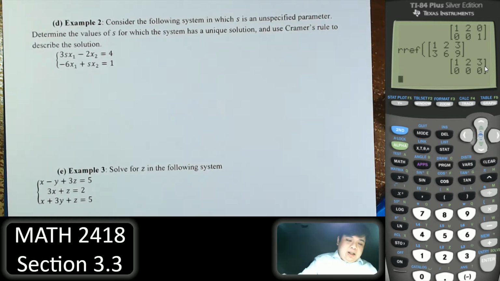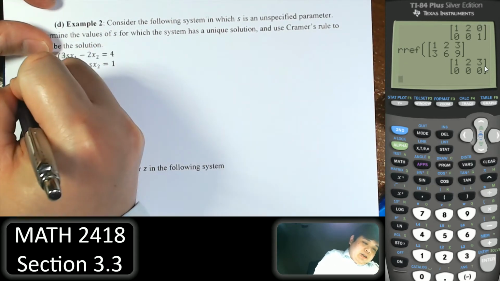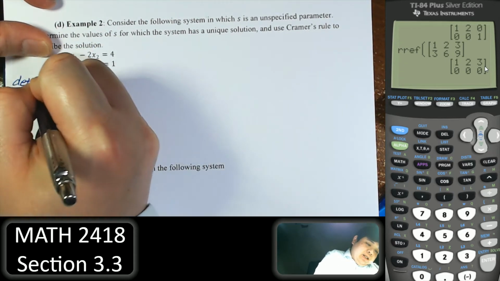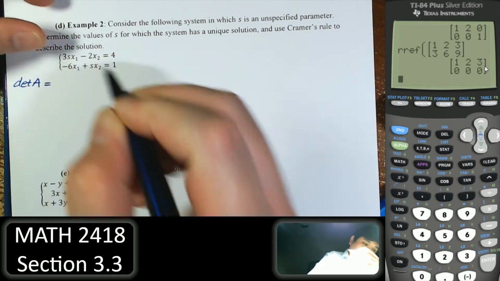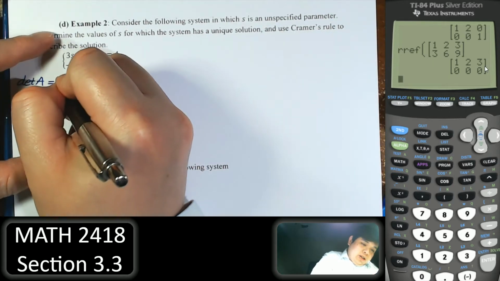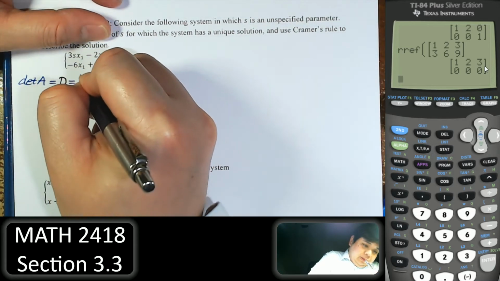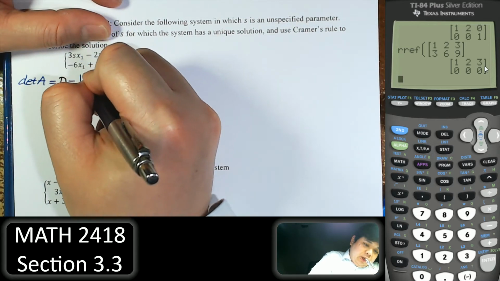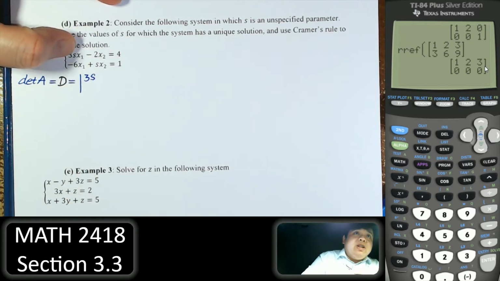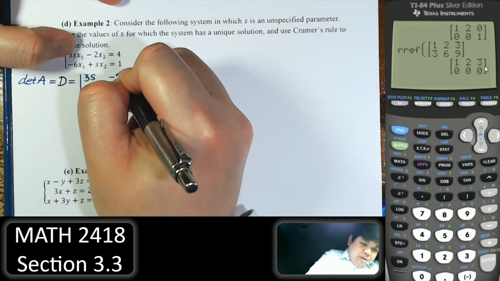Right, first, let's use determinant of A. Or just use d. Will be 3s. That's the coefficient of x1, -2.